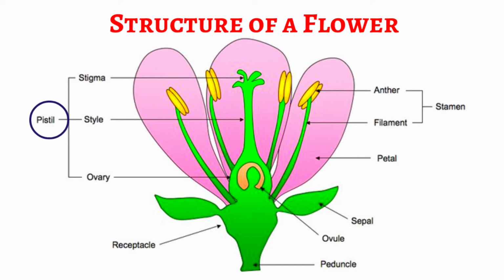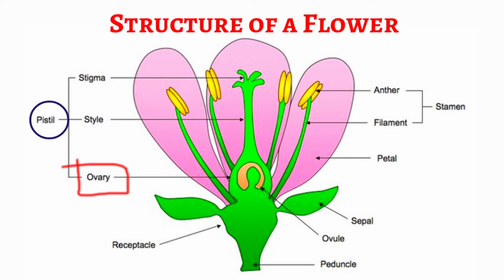Now next, pistil, or you may say carpel. A flask-shaped structure in the center of the flower is called pistil, or you may say carpel. Pistil is the female part of the flower. Just as I said that stamen is the male part of the flower, pistil is the female part of the flower. The lower, broader portion of the pistil is called ovary.